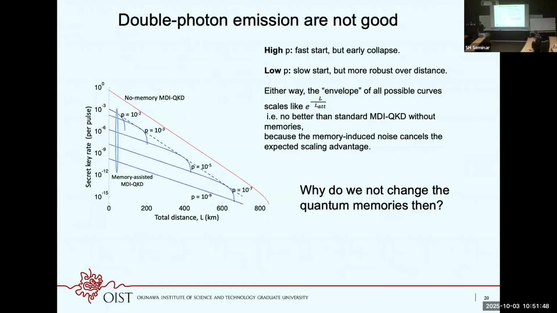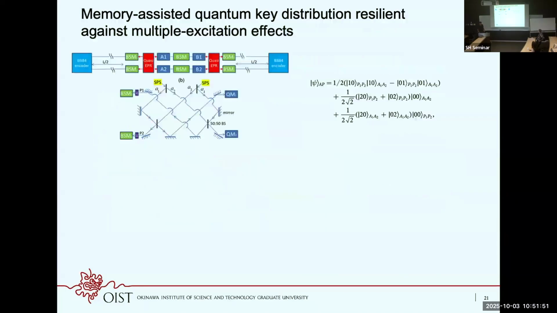But is it really useless? Well, let's see. Let's change memories. We're still using the same type of memories, but this time we managed to create this type of state here. I can talk about it later if you want to ask. But basically, this state also contains a double photon emission. You can see you have 2 here, which means you have 2 photons, like 2, 0, 0, 0, and 0, 0, 2, which is the state coming from this type of module.